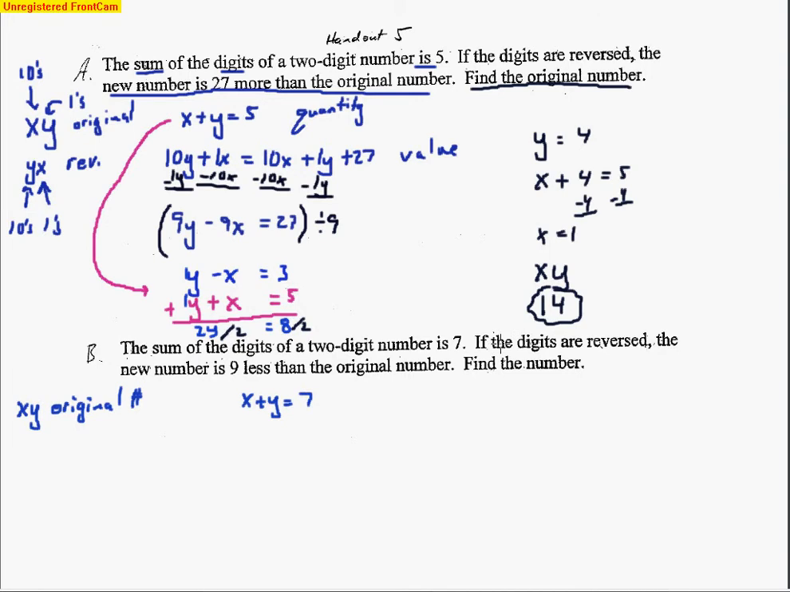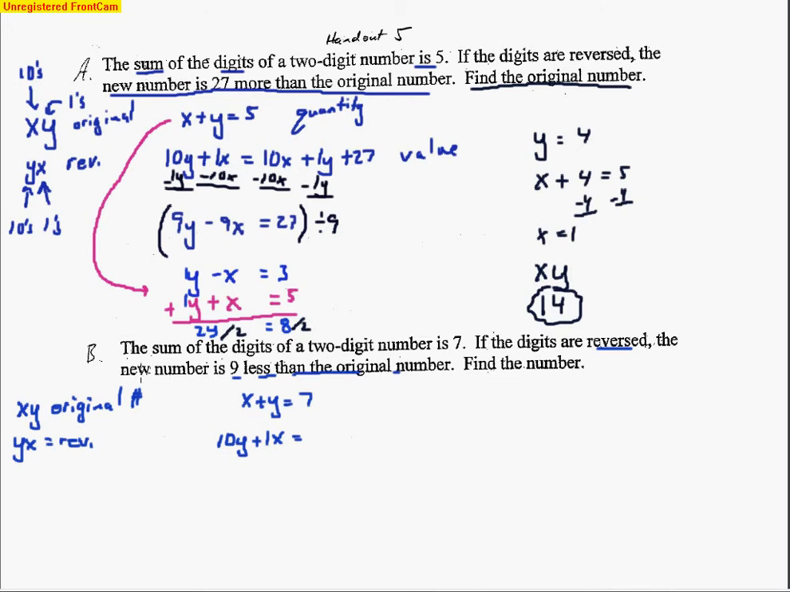Well, it says if the digits are reversed. Well, remember, the reversed is going to be yx. That's the reversed digits. And if we do that, the new number now is 9 less than the original. So let's go ahead and write the value of the digits reversed. So that would be 10y plus 1x. You see, y is in the tens, x is in the ones.